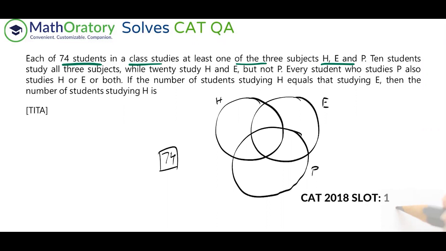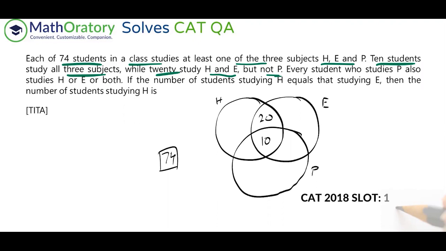So here, the first information that we have: 10 students are studying all the three subjects. So 10 students will be falling in this region, while 20 of them are studying H and E, but not P. So H and E and not P is this part, right? This is the only part that has that. So we have 20 students falling in this region. So this is 20.